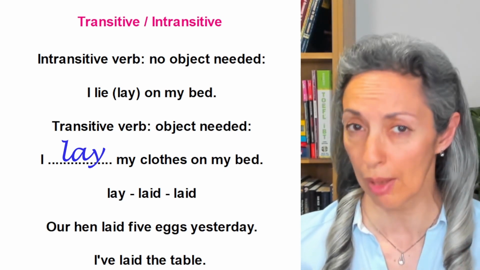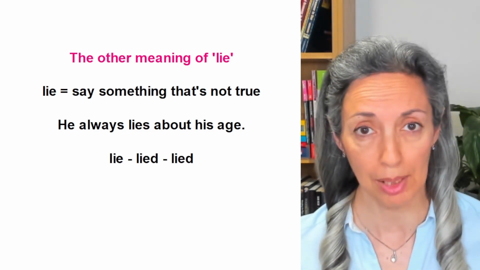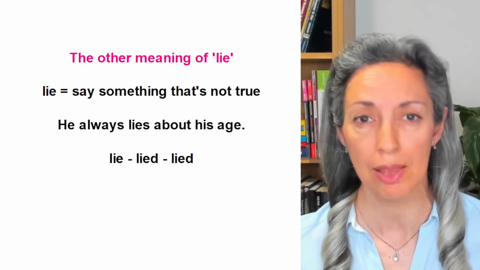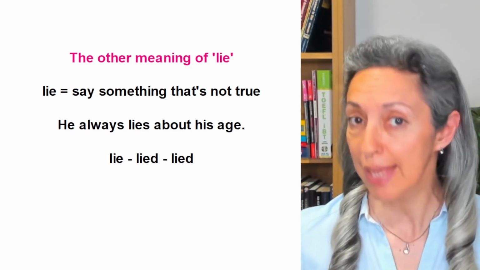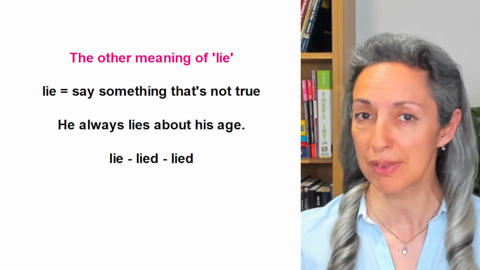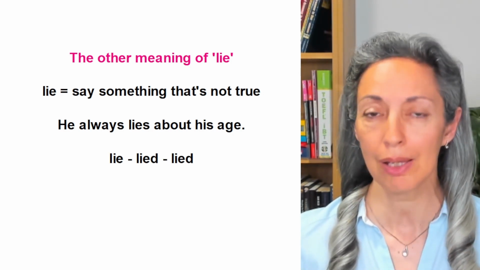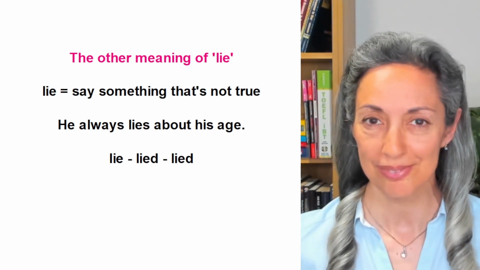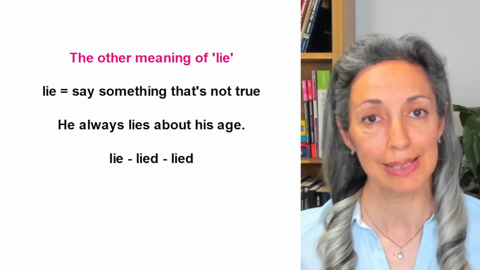And coming back to lie, don't forget that the verb to lie has a second meaning, which is say something that's not true. For example, he always lies about his age. And the past tense and past participle are regular. Lie, lied, lied. Right, that's all for the verbs lie and lay.